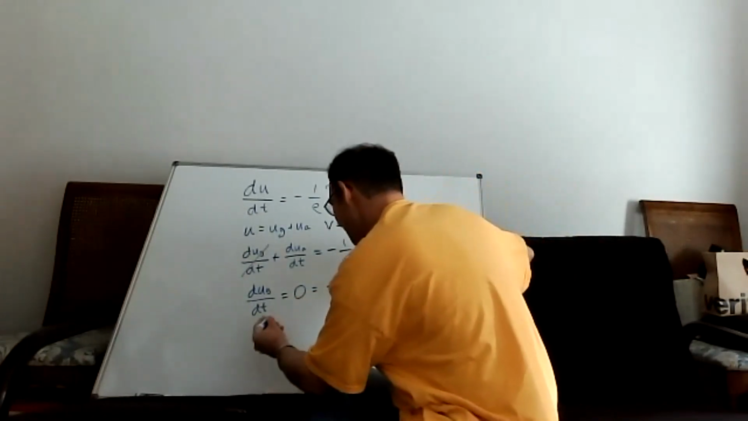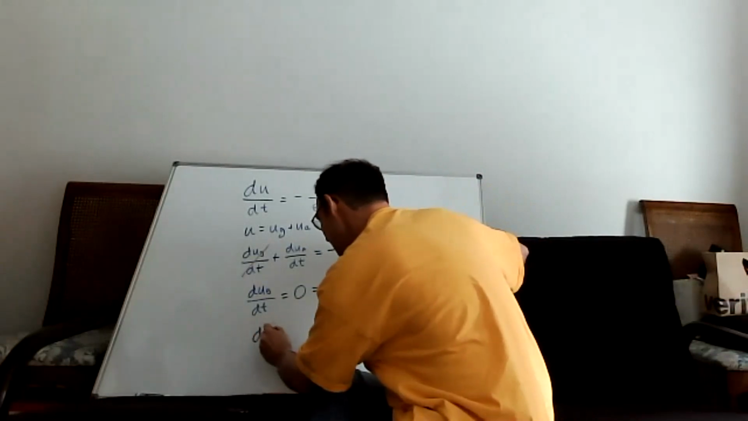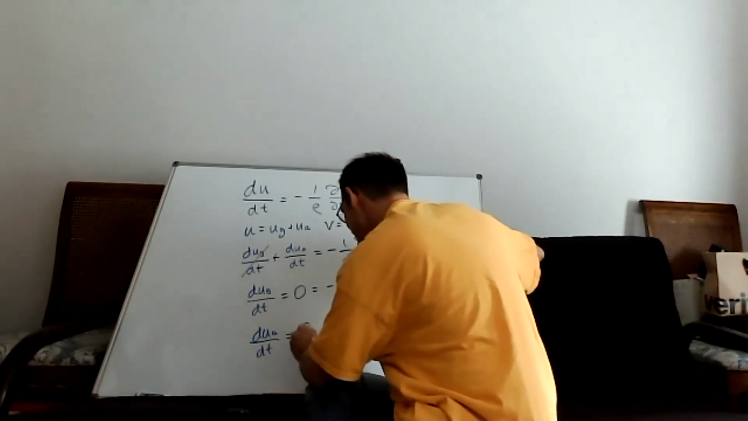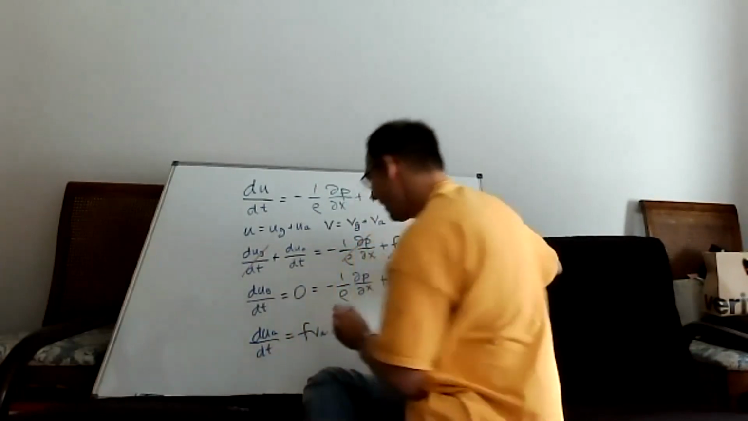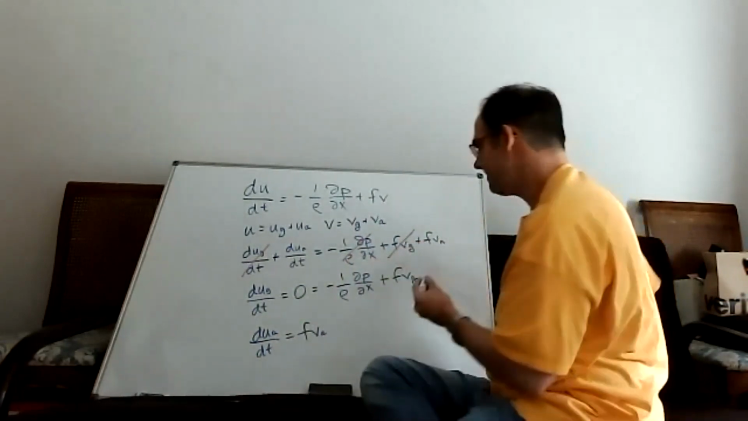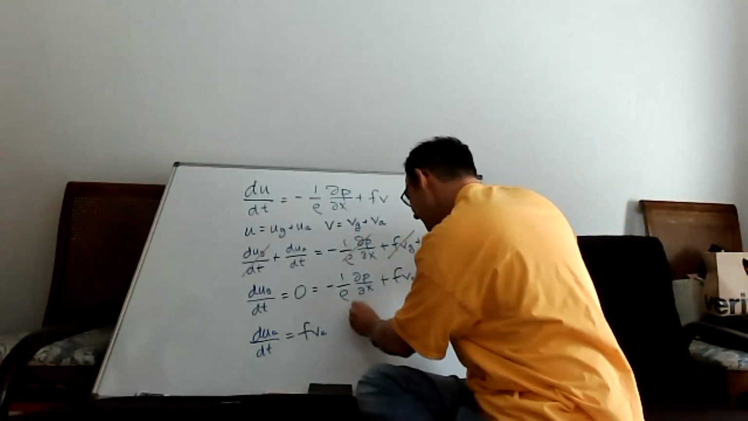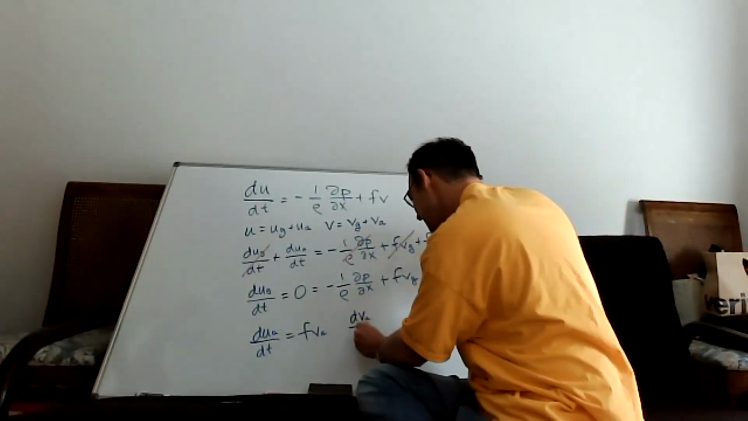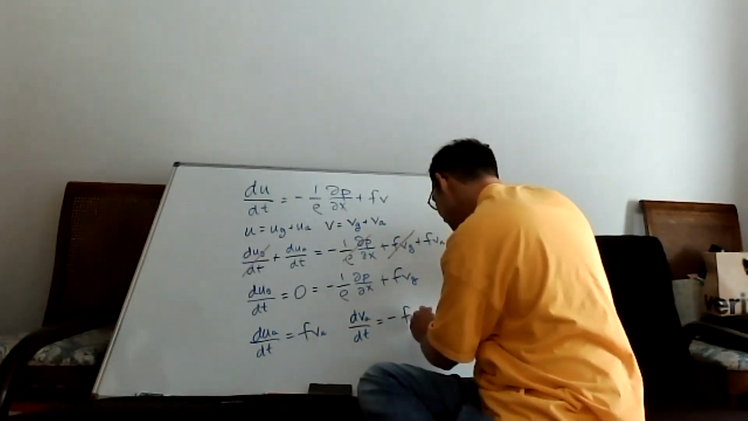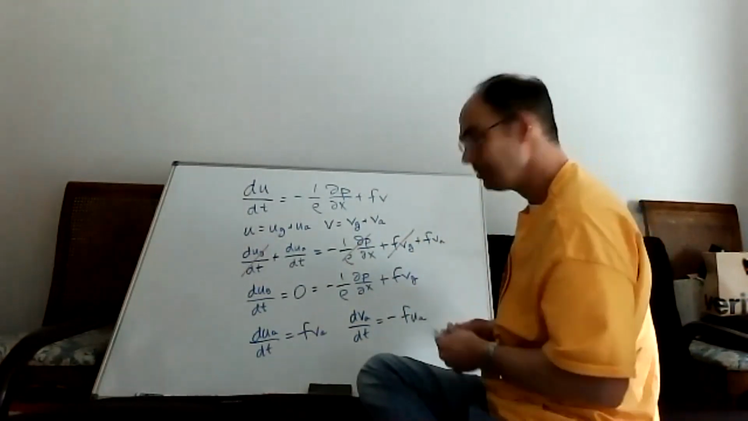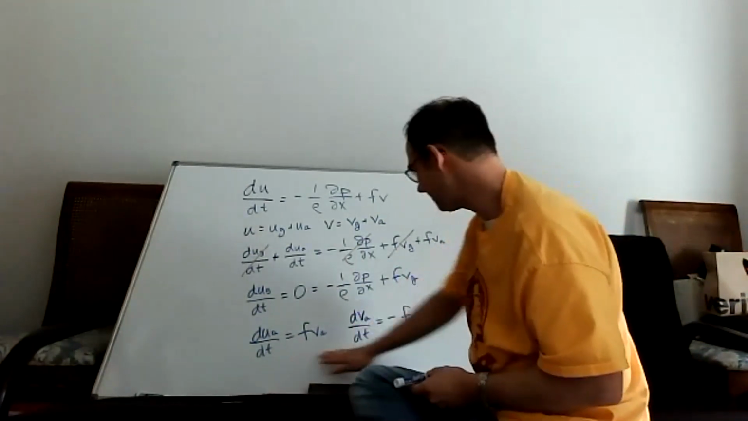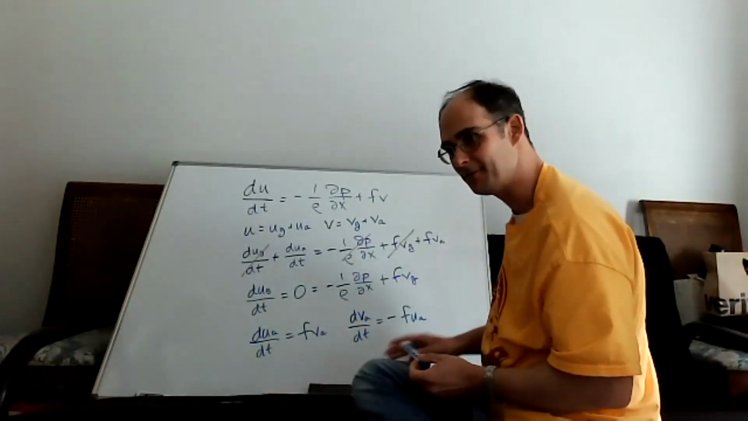That leaves us with the relationship that du_a/dt equals f v_a, and going through an identical derivation with the v wind equation, we would see that dv_a/dt equals minus f u_a. So what this yields is a system of simultaneous first-order ordinary differential equations.